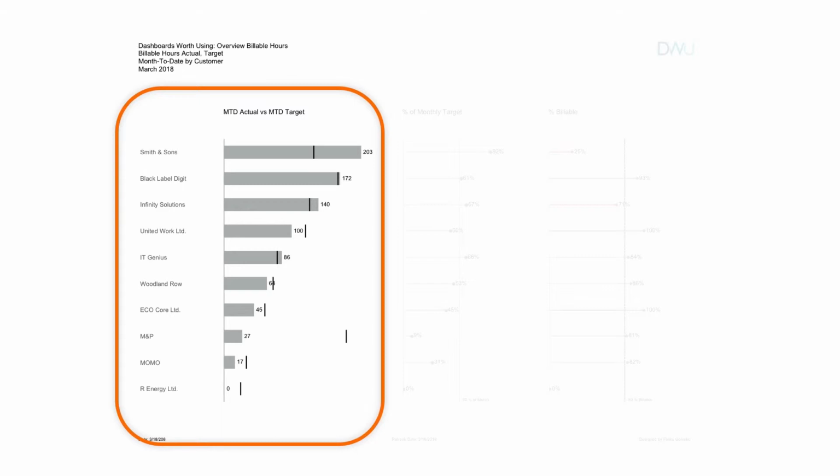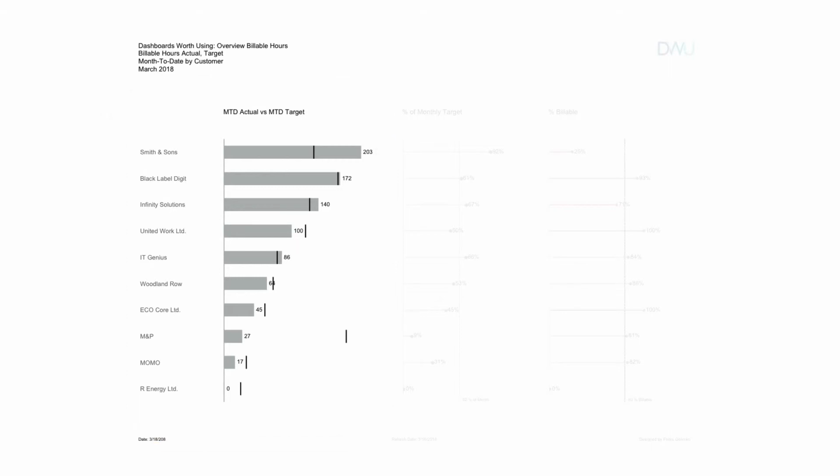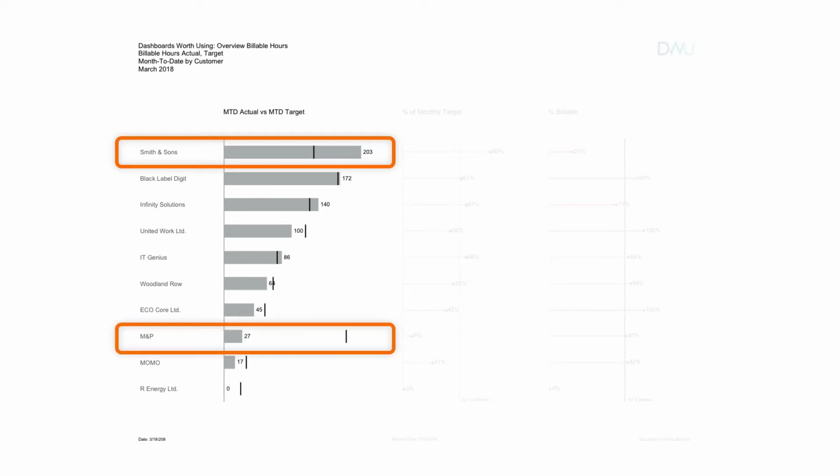There are several possibilities how to derive the month-to-date target. One of them is just to calculate the percentage of the month we are currently at, by taking the day number of the month, let's say 16th of March, and dividing it by the number of days of the month, which would be 31 for March. Or do the same with the number of working days of a month. This itself already provides us actionable insights. For this customer, we have by now already worked way too much, while for this one, we are way beyond the plan.